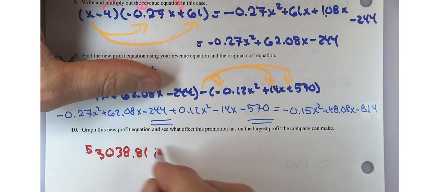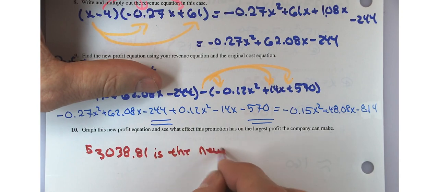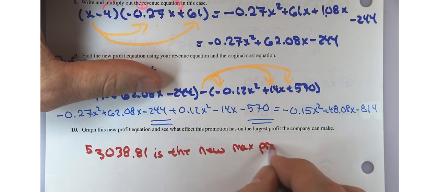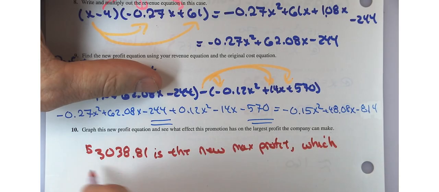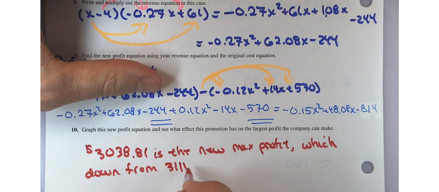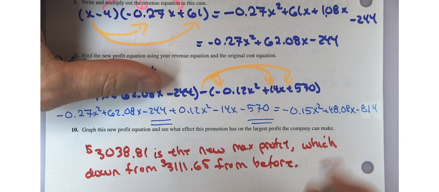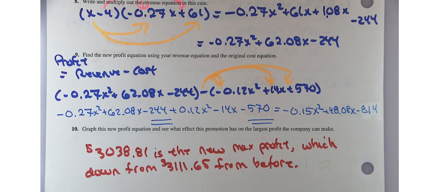Is the new max profit, which is down from the 3111.65 from before. Whew. Okay, nice. So quite a lot there, and it got us into working with some quadratic functions.